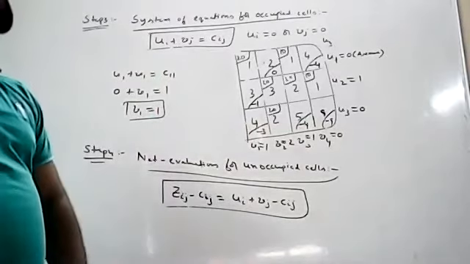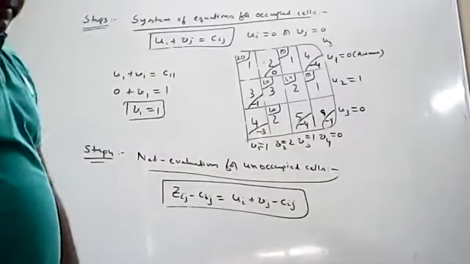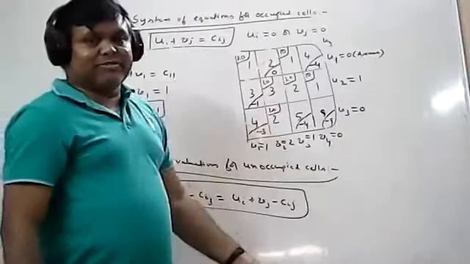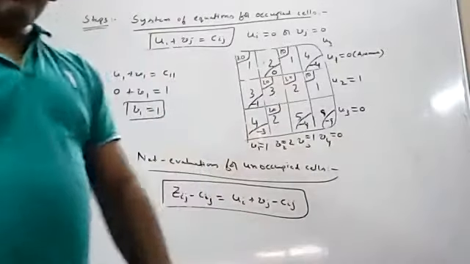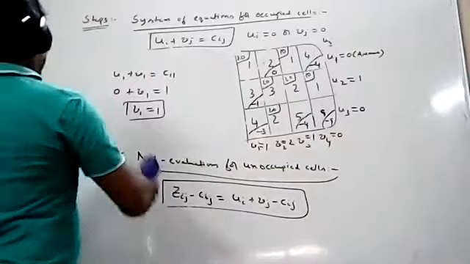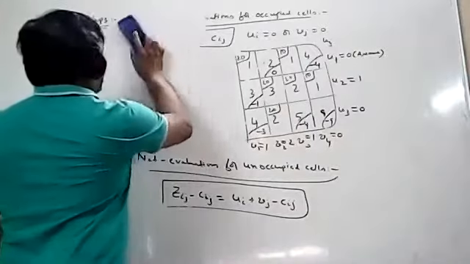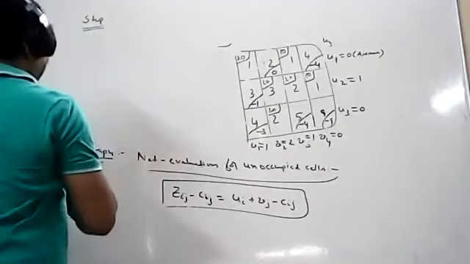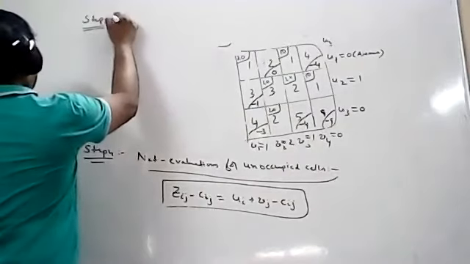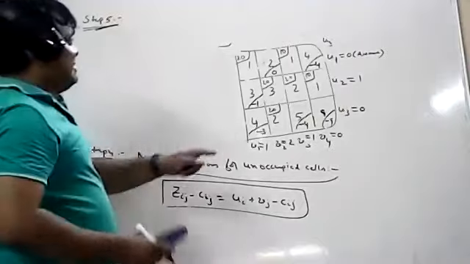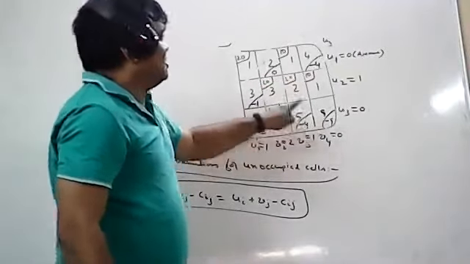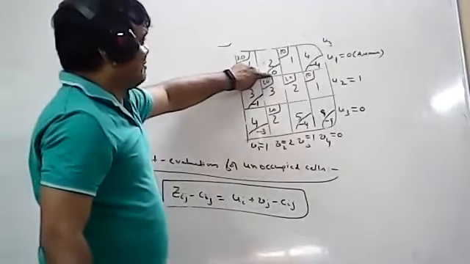So we will move to the last step, step number 5. Because you didn't get any positive, step number 5 will be the last. Step number 5 is nothing but you have to check the sign of each Zij minus Cij. These are the values. You have to check each and every sign of Zij minus Cij.